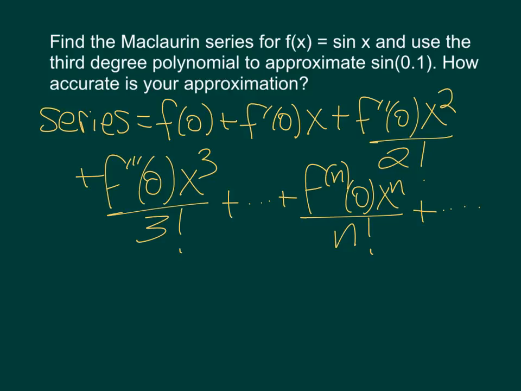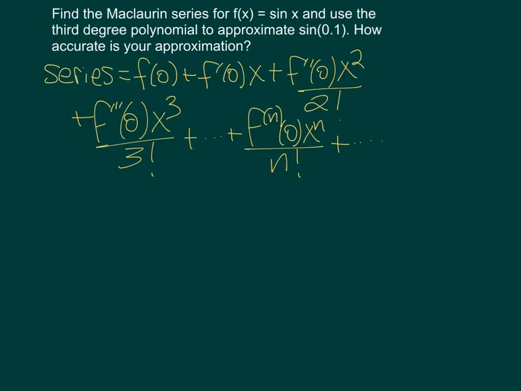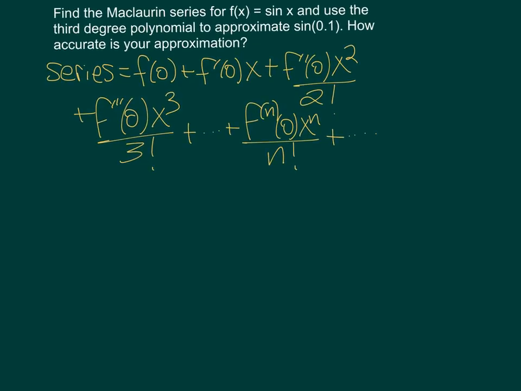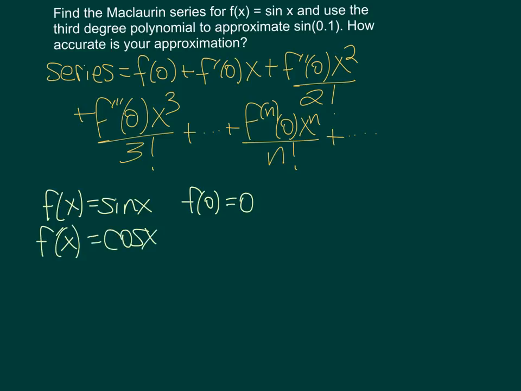So the first step is to find all the derivatives of sine and evaluate those derivatives at 0, and hopefully we'll be able to see a pattern that will enable us to find the series. Let's make a little bit of room and let's get started. So f of x is equal to sine x. F of 0 is 0. The first derivative of sine x is cos x, and cosine of 0 is 1.